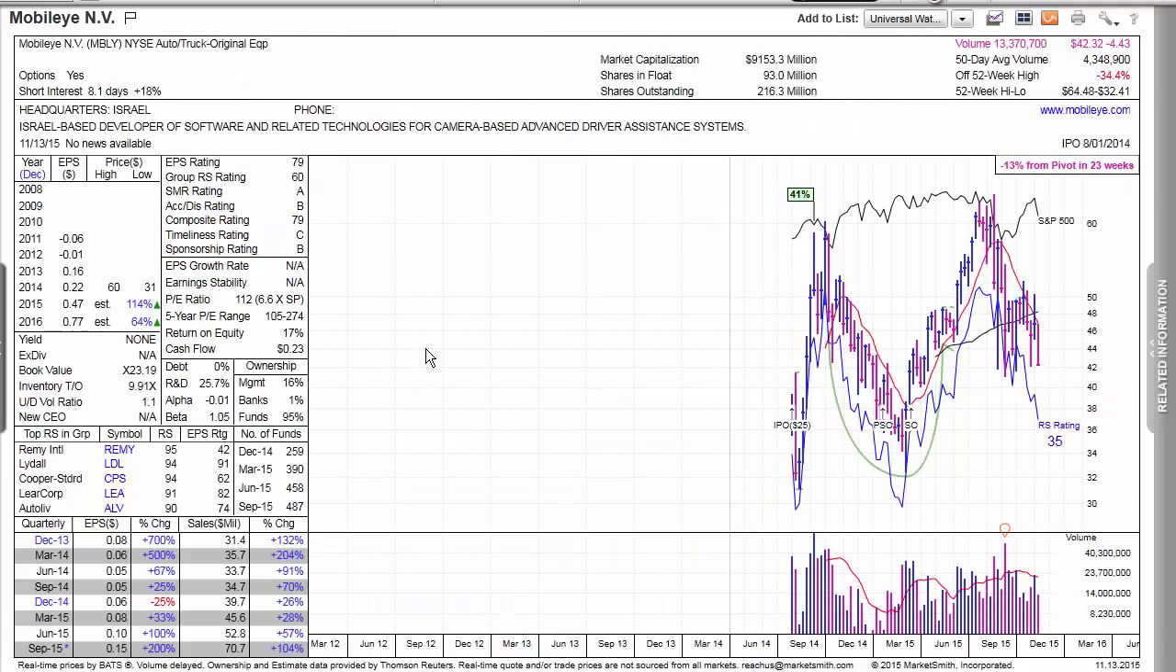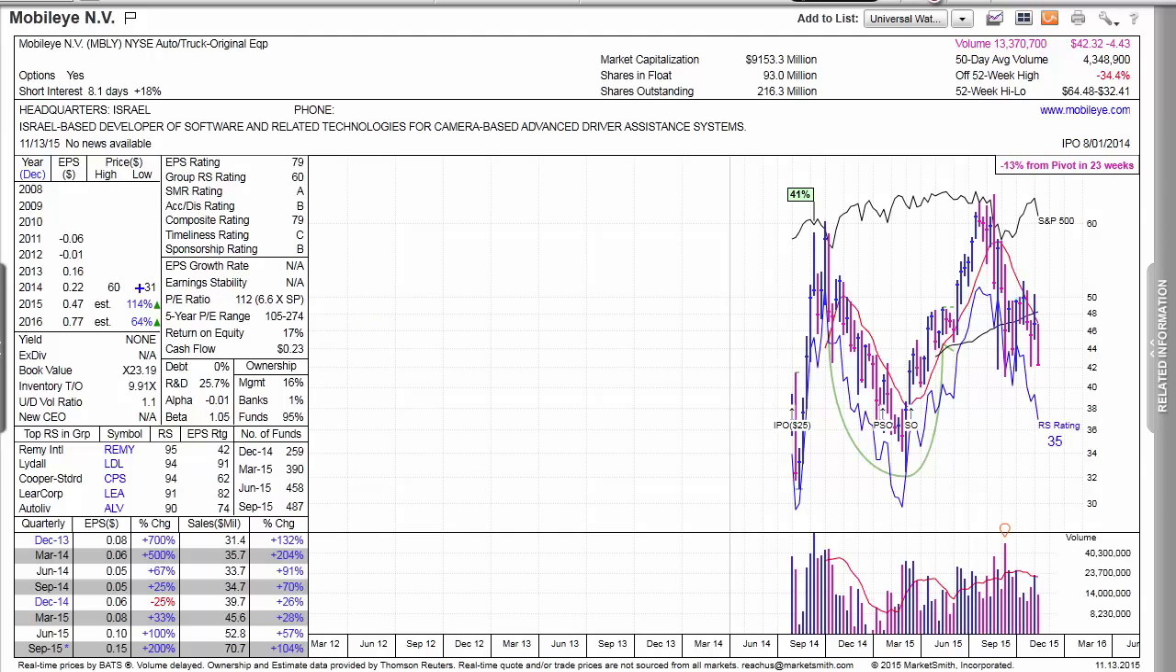And the final stock that I want to take a look at, I want to switch over to MarketSmith. Mobileye is an Israeli-based developer of software and related technologies for camera-based advanced driver assistance systems. They make collision avoidance systems, and they're also integral in self-driving cars. I want to go over some fundamental information on Mobileye before we actually get into the technicals of the chart.